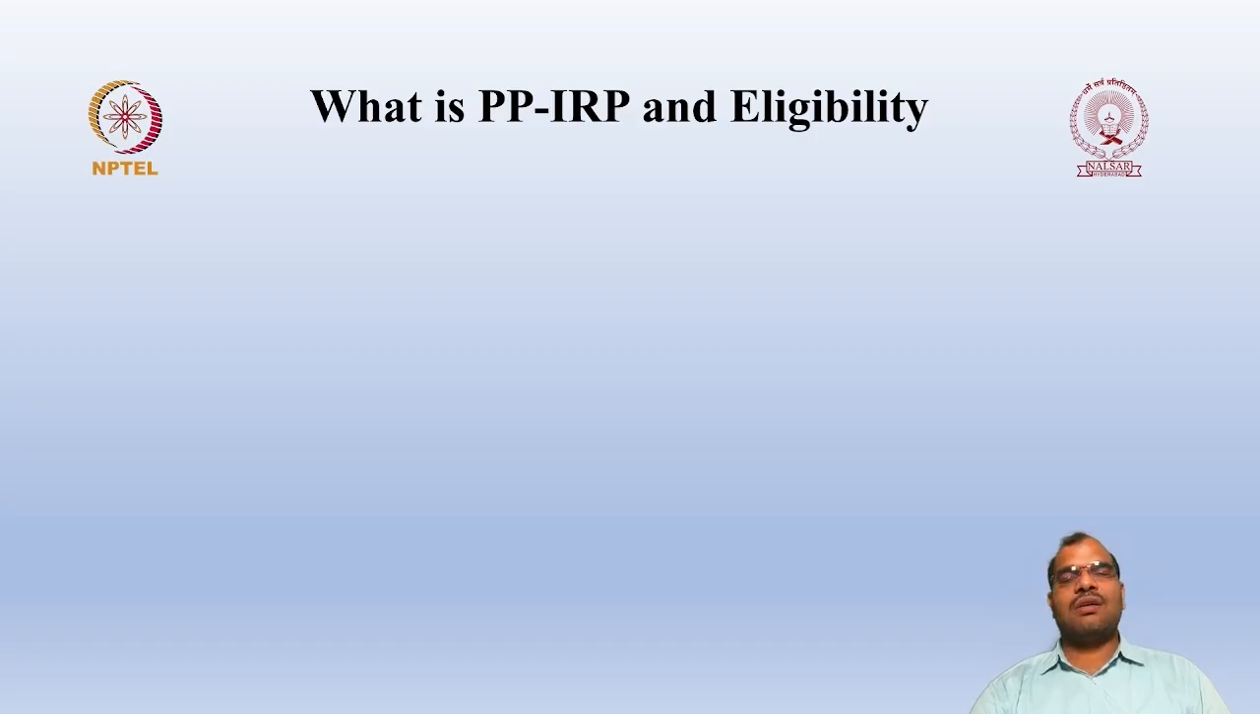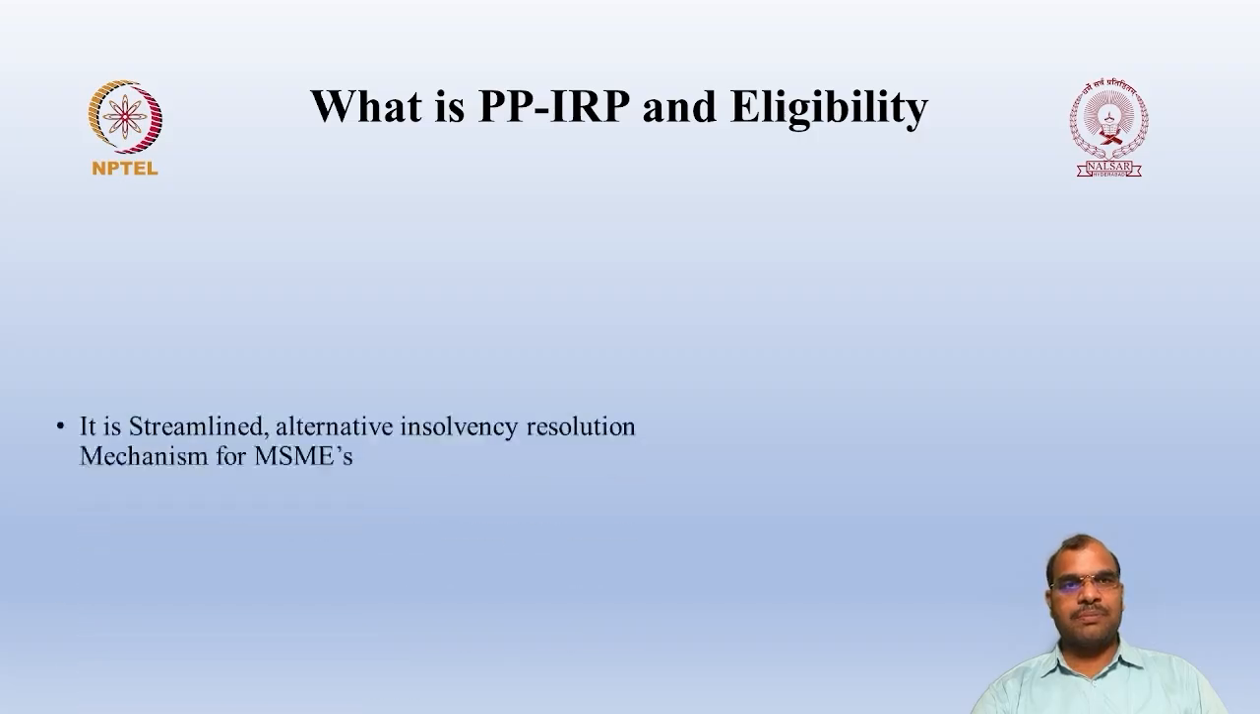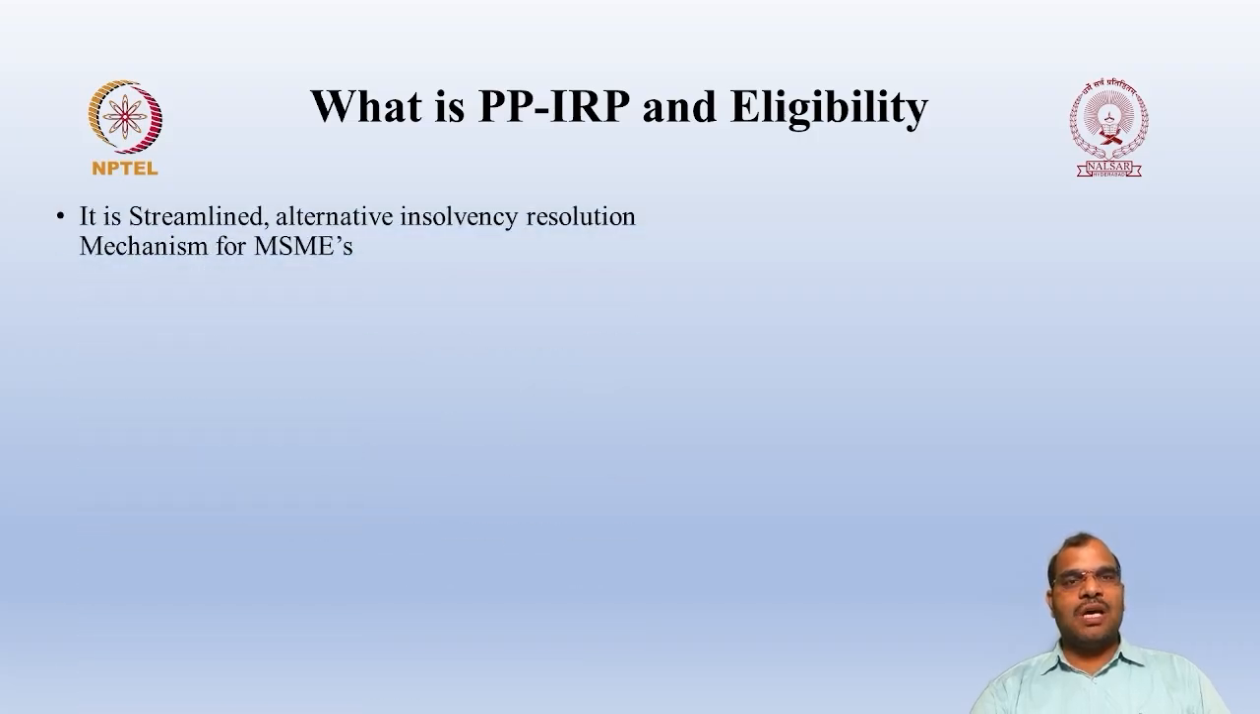Now in today's class, we are going to discuss what is PP-IRP, who is eligible, and other things relating to PP-IRP. So what is PP-IRP? PP-IRP, the pre-packaged insolvency resolution process, is a streamlined and alternative insolvency resolution mechanism exclusively designed for MSMEs, micro, small and medium enterprises. So for MSMEs, this scheme was introduced.